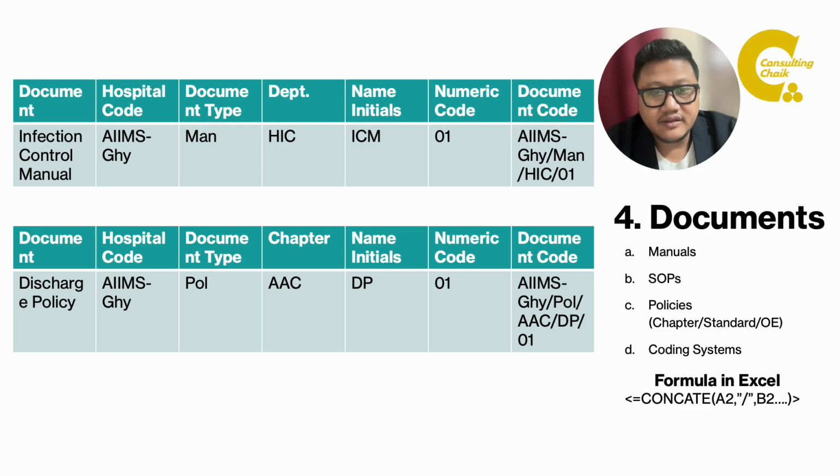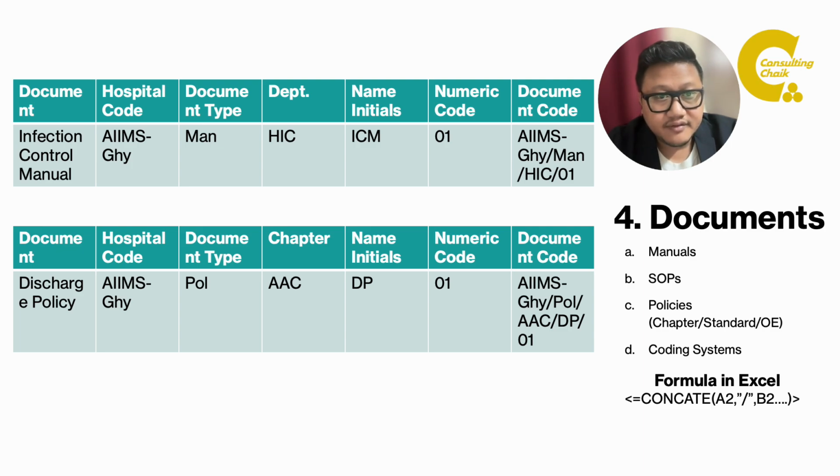So in this case, you need to have an Excel sheet where you make these columns. Your document, you can also put a serial number on the left hand side. Then you start with the document name, the hospital code, your document type, your department, your name initials, numeric code, document code. So here there's an example of infection control manual.